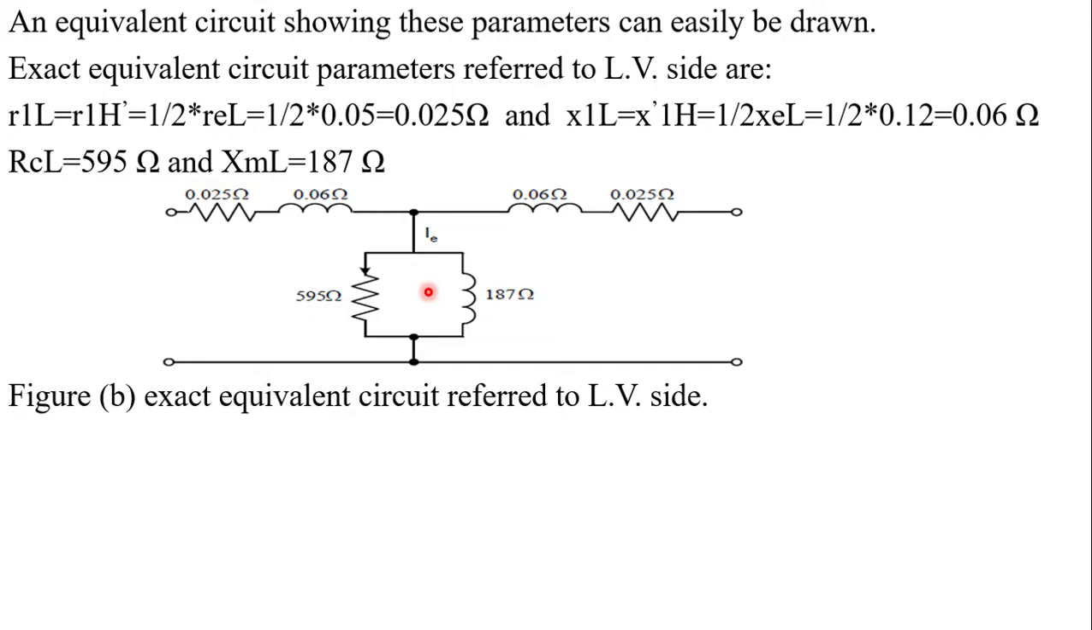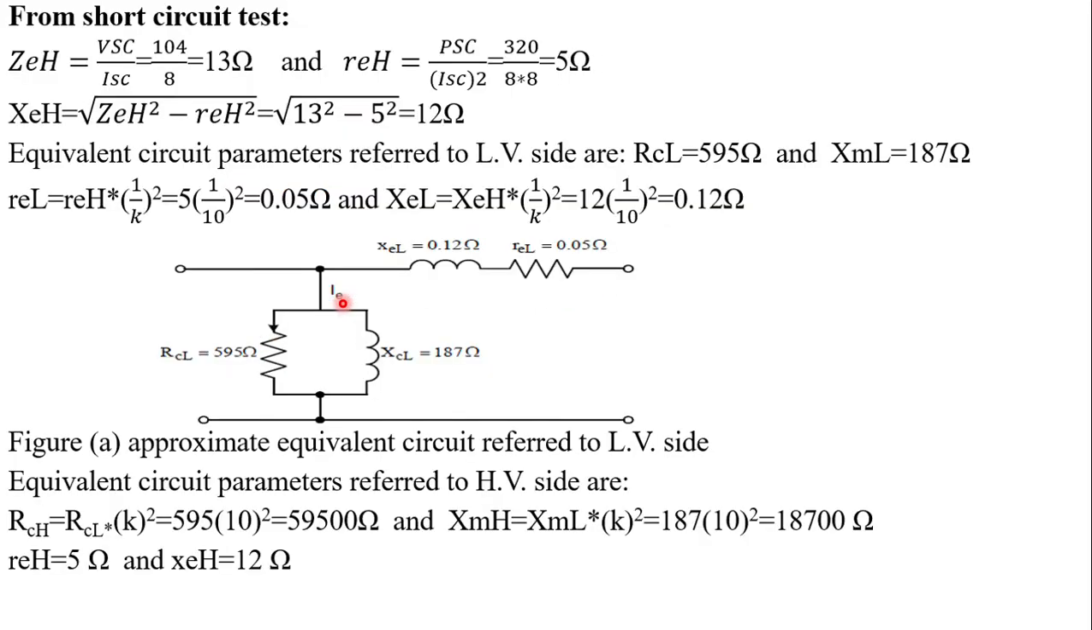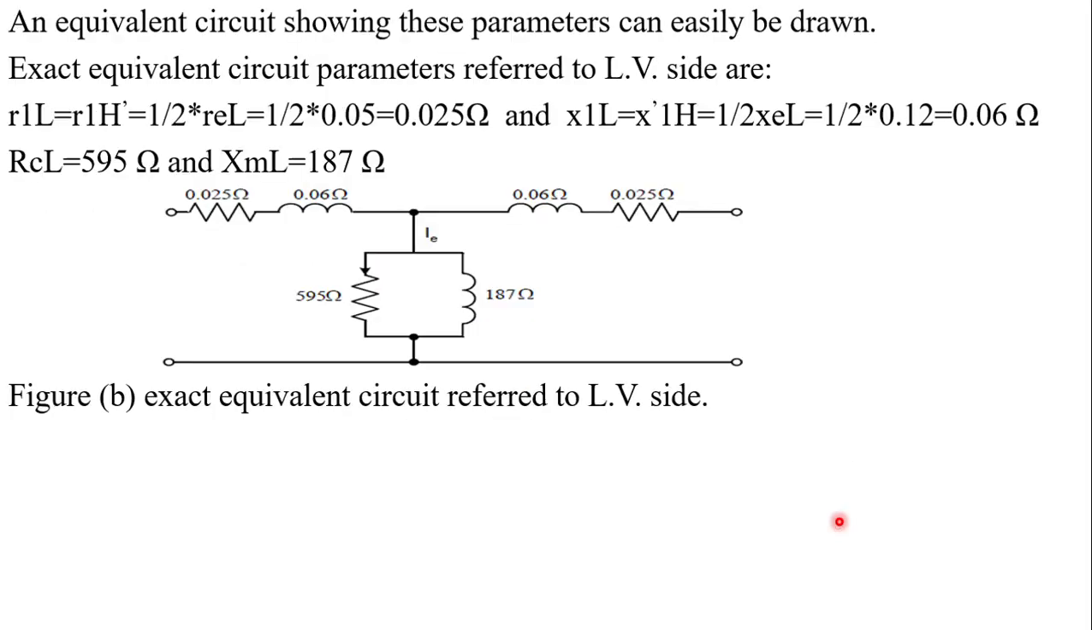Now we are going to do the exact equivalent circuit referred to the high voltage side. Simply we substitute the shunt values: 559,500 and 18,700 are substituted into this value and this value respectively, while the other values remain the same.